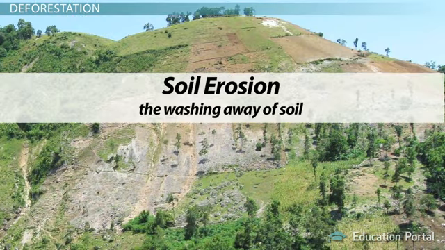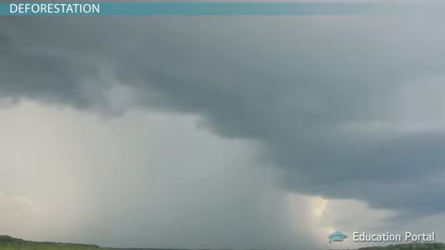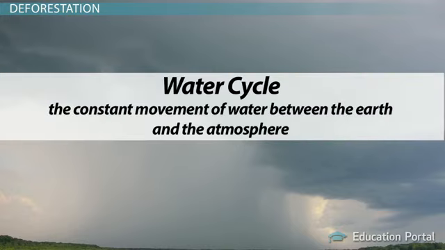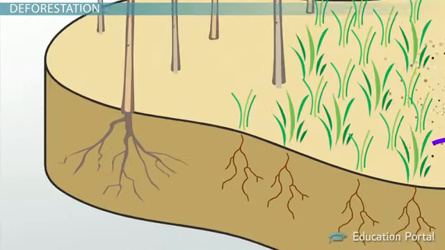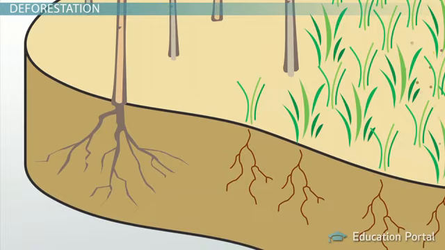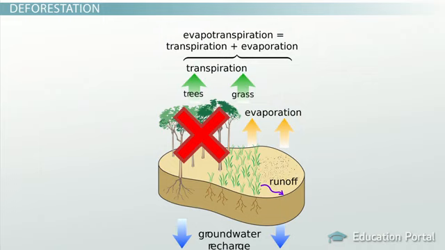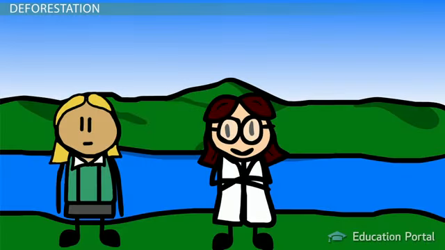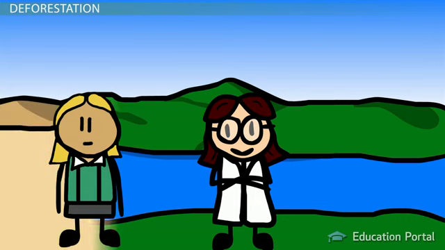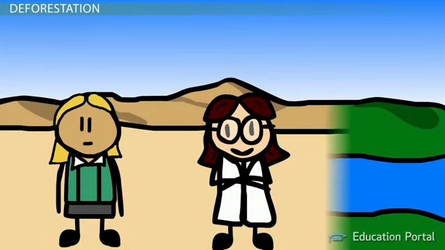Without trees to protect soil and hold it in place, soil erosion, or the washing away of soil, can occur during periods of rain. Trees also play a pivotal role in the water cycle, which is the constant movement of water between the earth and the atmosphere. Tree roots absorb water from the ground and return water vapor back to the atmosphere. If trees are removed and can no longer contribute to the water cycle, the previously forested land can transform into a much drier climate. This dry environment can spread due to a decrease in atmospheric water vapor and results in a decline in precipitation levels in the area.